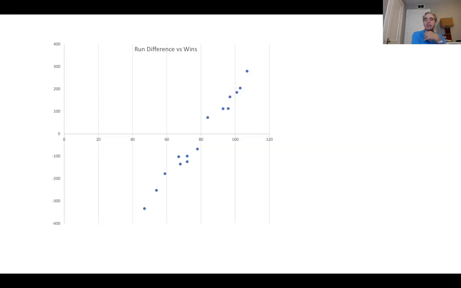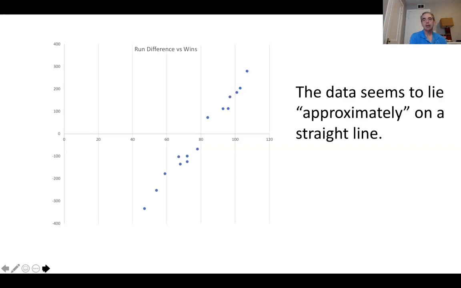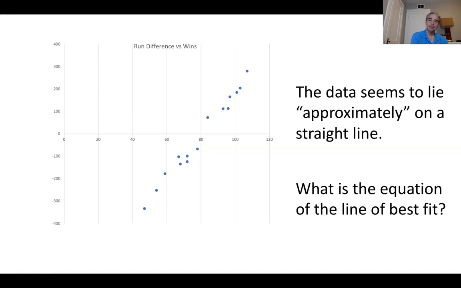Now looking at this, what does that cloud of points look like? What can we say about that? What's our basic idea? Well, the data seems to lie approximately on a straight line. And you might even be able to hand draw that in. Like, what's the line that best works for all of those points? Just kind of hand draw one in.